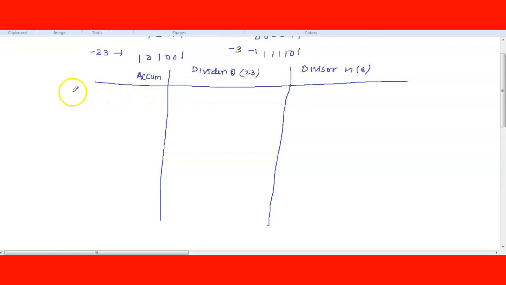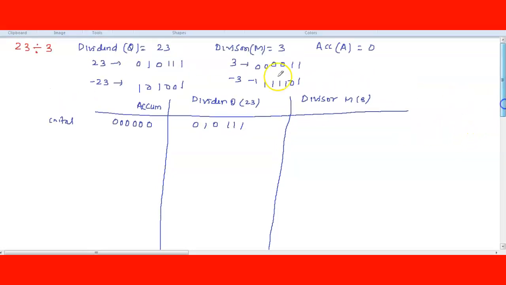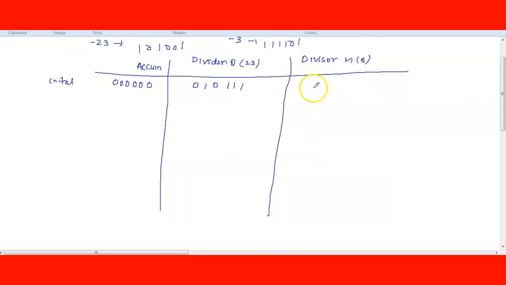So the initial values: this accumulator is 6 bit, 1 2 3 4 5 6, all 0. This is the dividend 23 which is 0 1 0 1 1 1, and this divisor is 3, 0 0 0 0 1 1. So let's start. These are the initial values. How many steps have to be performed? 6 steps, because the dividend is a 6-bit number.